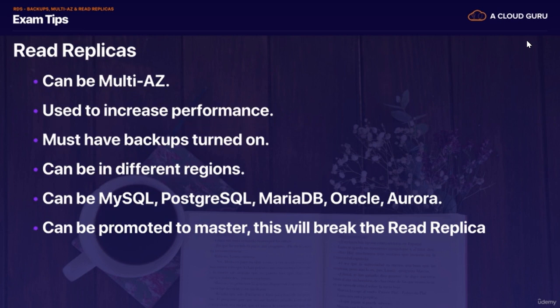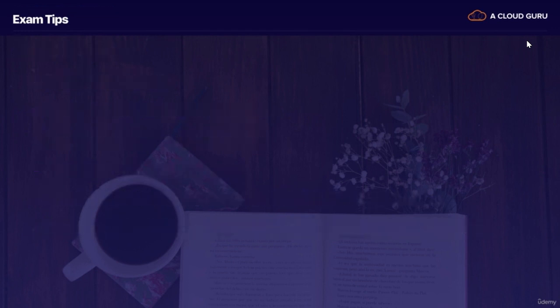Just remember, to enable read replicas you must have backups turned on. And read replicas can be in different regions as well as the same region. So you can have read replicas around different regions in the world. And read replicas can be MySQL, PostgreSQL, MariaDB, Oracle, and Aurora. The only RDS engine that doesn't support read replicas at this time is SQL Server. And remember that read replicas can be promoted to a master, but when you do this, it's going to break the read replica. So it's going to break the replication.